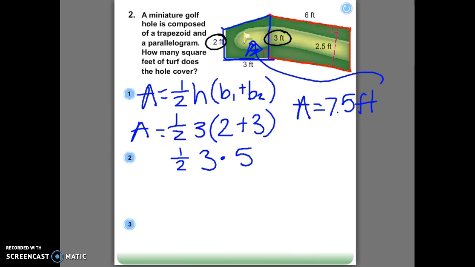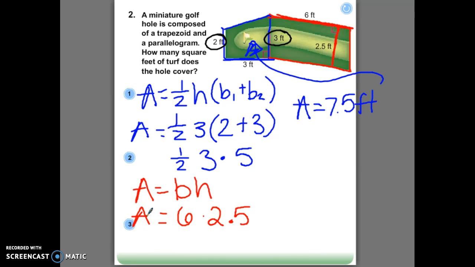Now we're going to find the area of our parallelogram using the formula A equals base times height. When we are finding our base of our parallelogram, we can see that this is our base, it is the long side, so that is 6. Our height, however, has to have a right angle, so you can see they've drawn in this dotted line right here to make our right angle, and our height of our shape is 2.5 feet.